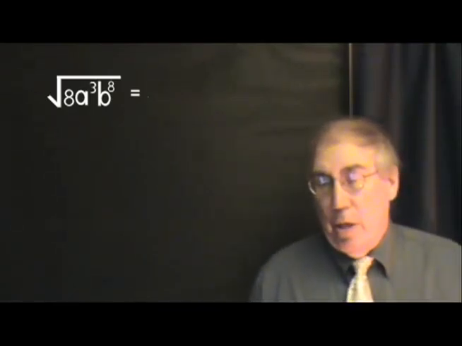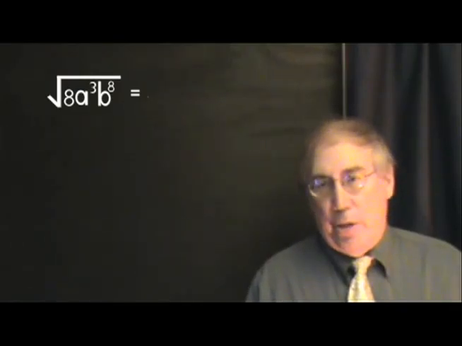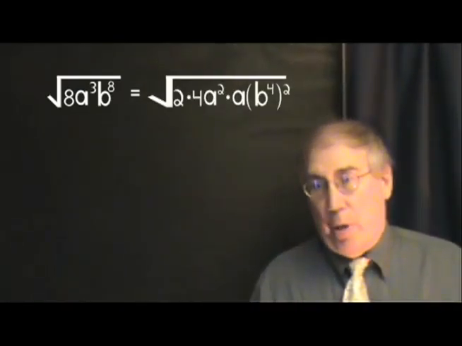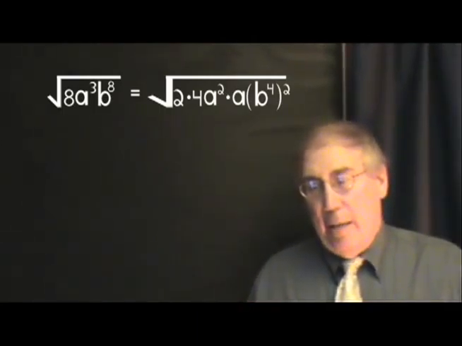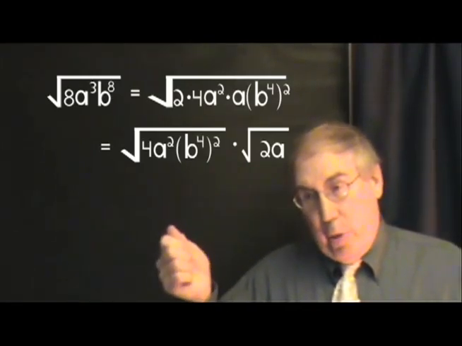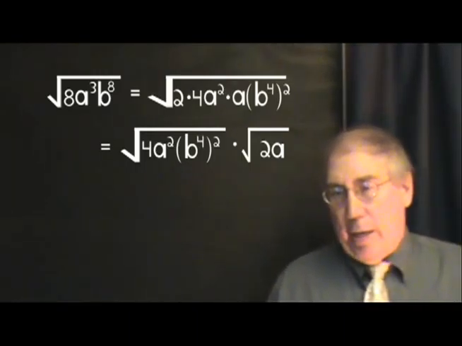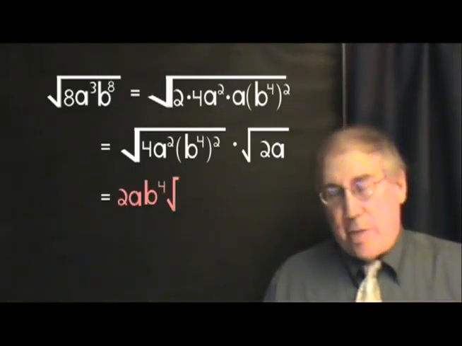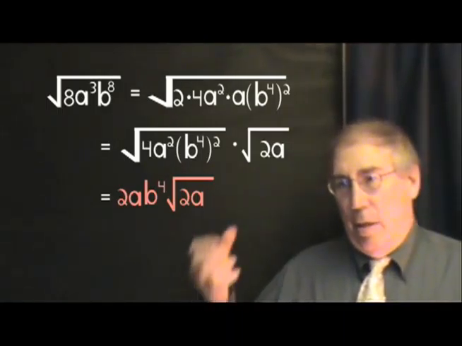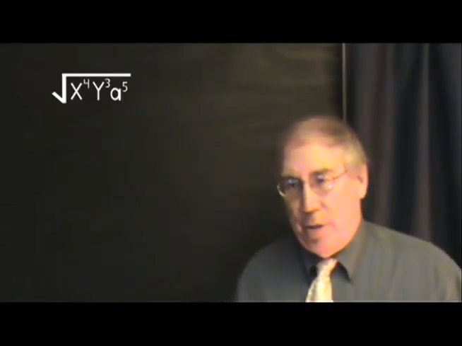So let's try this out. All right, here a square root. Again, we're looking for squares. Now we can rewrite 8 as 2 times 4, so 4 is a square, and then a squared times a. The a squared is a square, and then we can write b to the 4th squared. So let's take out all the squares and put them in that first radical there, and then take the square roots of them, and so we'll get a 2, and we'll get an a, and we'll get a b to the 4th times the square root of 2a, which is left behind.